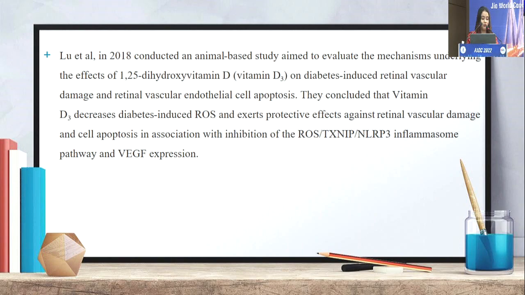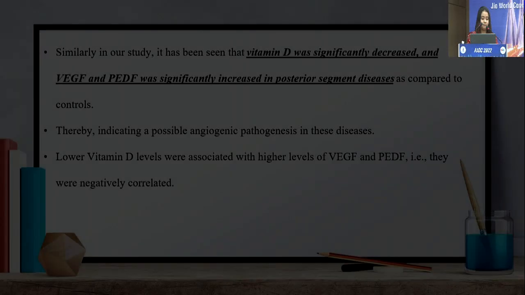Lu et al. in 2018 conducted an animal study to evaluate the mechanism underlying the effect of vitamin D on diabetes-induced retinal vascular damage. They concluded that vitamin D decreases diabetes-induced loss and exerts protective effects.